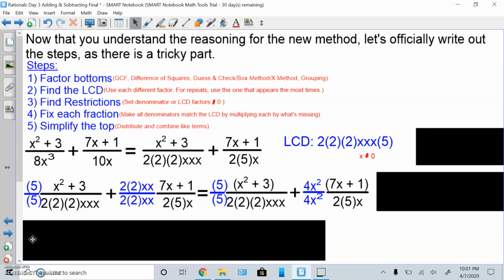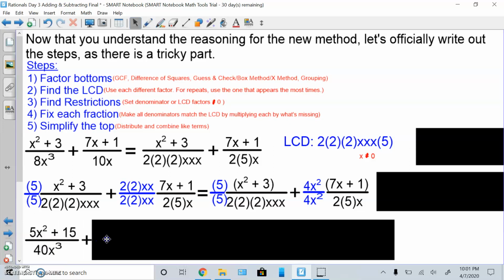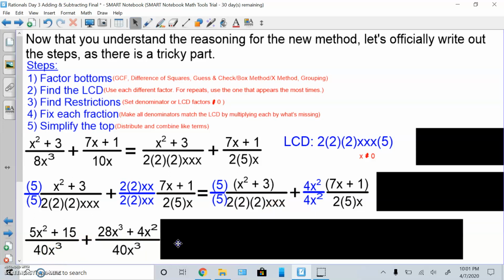Now I'm going to distribute again. So 5 times x squared is 5x squared. 5 times 3 is 15. The bottom I fix as well. 5 times 2 is 10. 10 times 2 is 20. 20 times 2 is 40. Then x times x times x is x cubed, so 4x cubed. That's the first fraction. Second fraction, if you multiply, you get that.